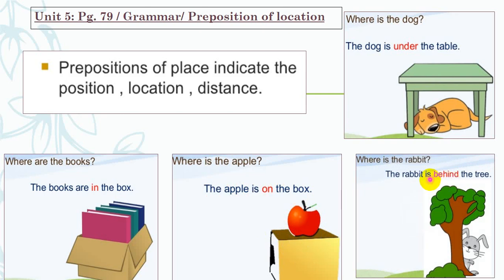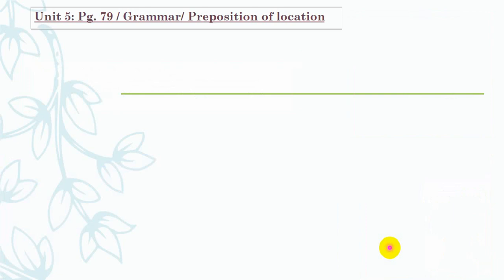Where is the rabbit? The rabbit is behind the tree, like at the back side of the tree. Or you can say, like if you know driving, you have two kinds of mirrors. So you have a rear view. Rear view is the back view. So it's the behind view. So the rabbit is behind the tree, on the back side of the tree.